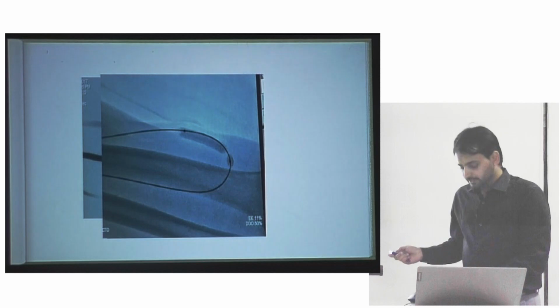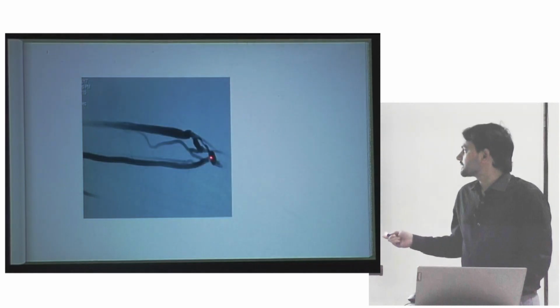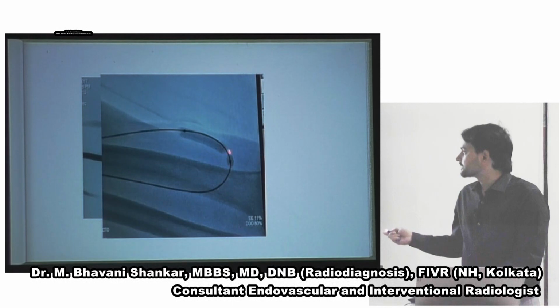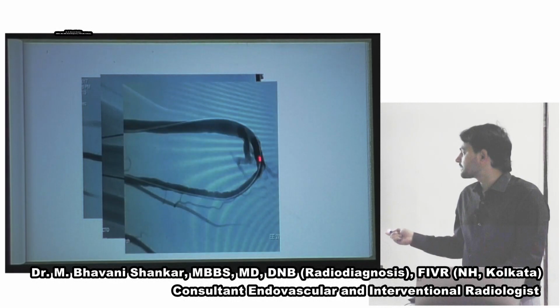So these are some images. This is the arterial end, this is the venous end. This is the actual fistula, but the fistula site is stenosed. With balloon angioplasty, the post procedure fistula is opened nicely.